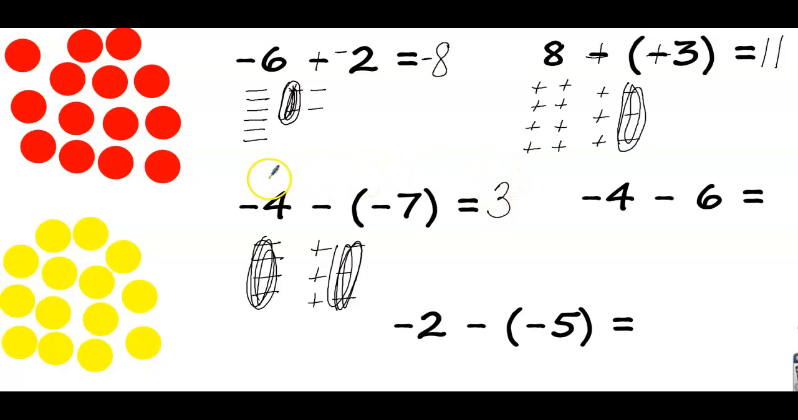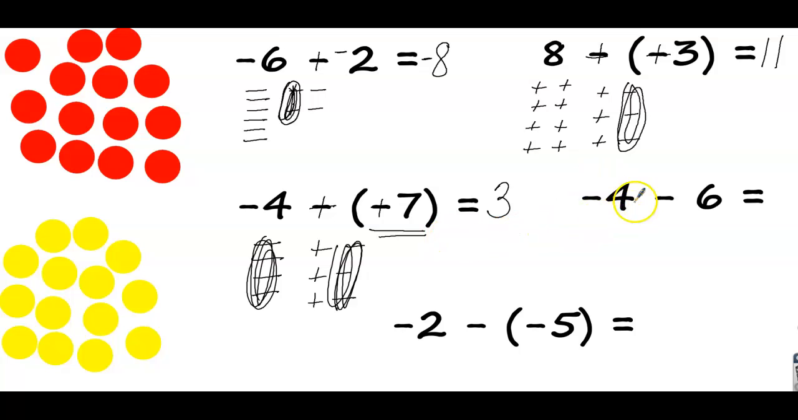What does that look like in keep, change, switch? Keep the first number the same, change subtract to add, and switch the sign of the second number. Now, as an addition problem, I'm adding 2 numbers with different signs, so I subtract the smaller one from the bigger one. If I take 4 away from 7, I get 3. And the answer takes the sign of the bigger number. Well, the 7 is the bigger number, and it's positive, so our 3 is positive.